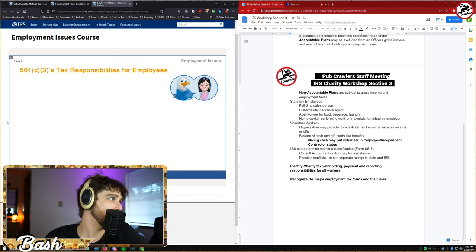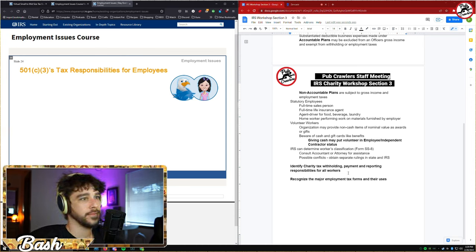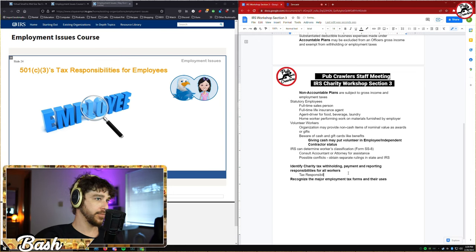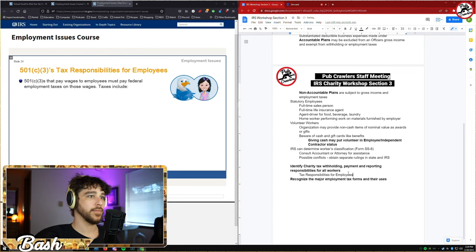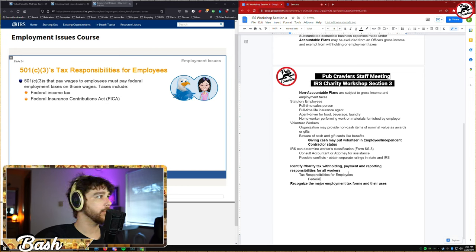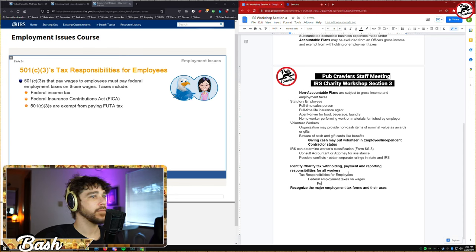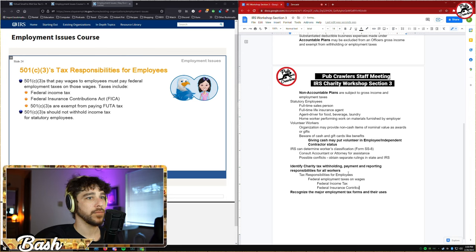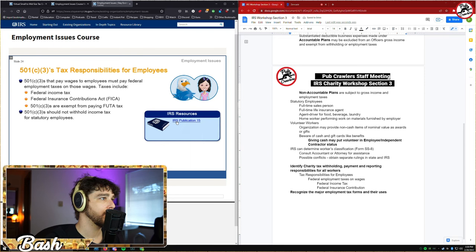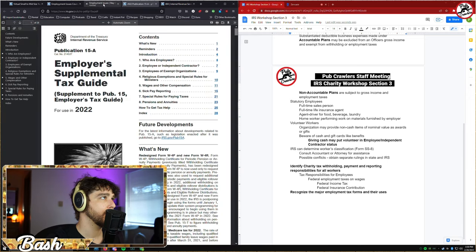Yep. Okay. Now that I know who is who, can we talk about my 501c3's tax-related responsibilities regarding each type of worker? Sure, Bobby. Let's start with employees and the organization's duty to withhold and pay taxes for them. Like other employers, 501c3s that pay wages to employees must pay federal employment taxes on those wages. These taxes are Federal Income Tax and Federal Insurance Contributions Act, known as FICA taxes. Note that 501c3s are normally exempt from paying Federal Unemployment Tax Act or FUTA tax. Your 501c3 generally must withhold and pay federal income tax from its employees' wages. A 501c3 shouldn't withhold income tax for statutory employees. For more information, see Publication 15, Circular E, Employer's Tax Guide, and Publication 15A, Employee's Supplemental Tax Guide.